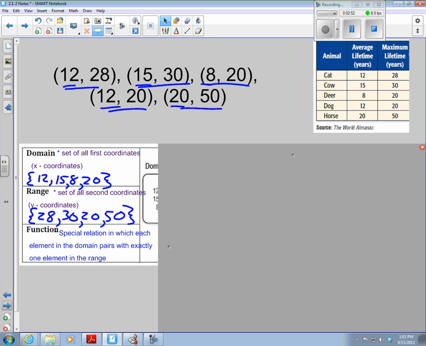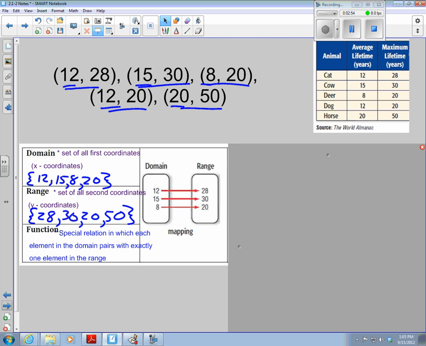Well, let's look at this mapping here. Here we're saying 12 maps onto 28, just like it does here. 12 maps onto 28. The 12 matches onto the 28. 12 is in the domain, and the 28 is in the range. 15 maps onto 30. You can see it right here. 15 maps onto 30. And 8 maps onto 20.